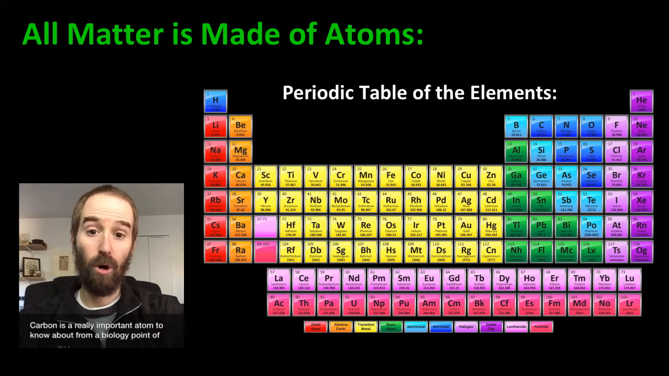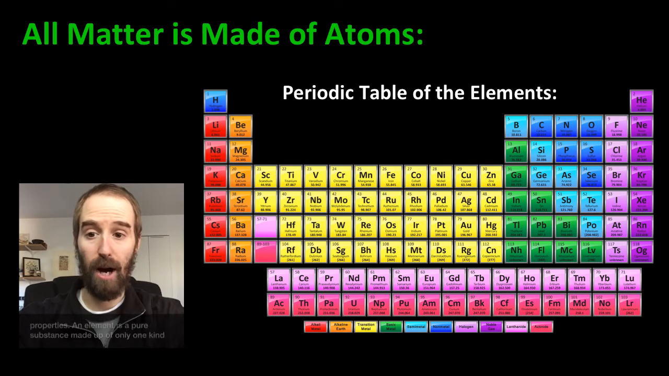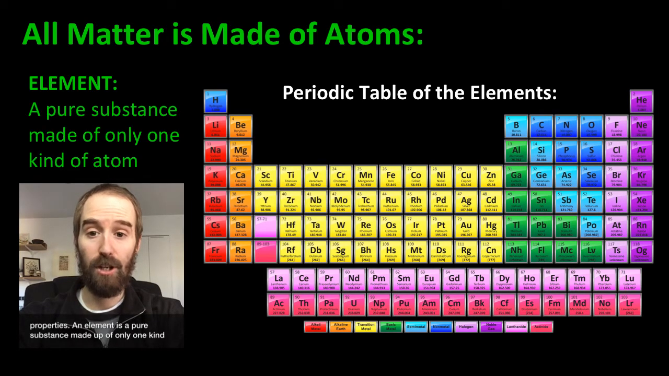Carbon is a really important atom to know about from a biology point of view, but there are a lot of other kinds of atoms too. Here we see the periodic table of elements. This table lists all the known elements in the universe organized according to their composition and their chemical properties. An element is a pure substance made up of only one kind of atom, so you can think of the periodic table as a kind of list of all the different types of atoms that we know about.